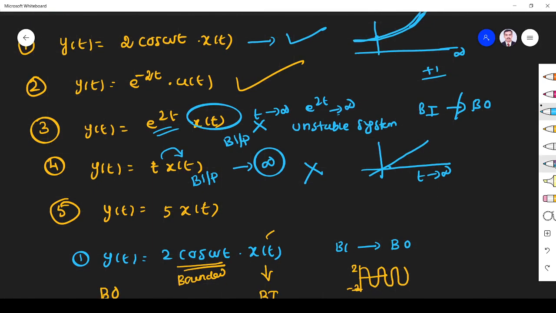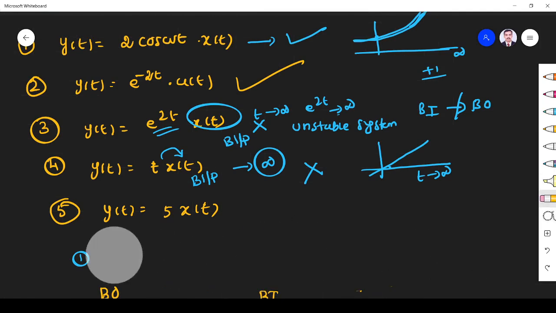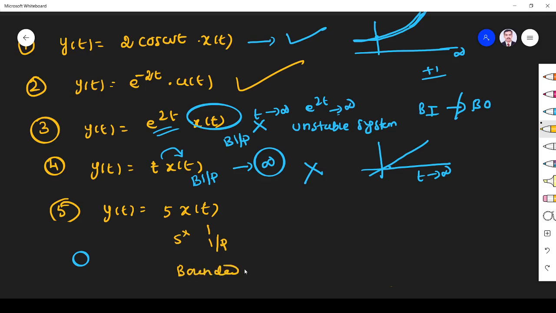Next one. This is a simple problem. If I give bounded input, the input is bounded, which means the value will be finite at any time. That is multiplied by 5. The result will also be bounded. So bounded input produces bounded output. So it is a stable system.